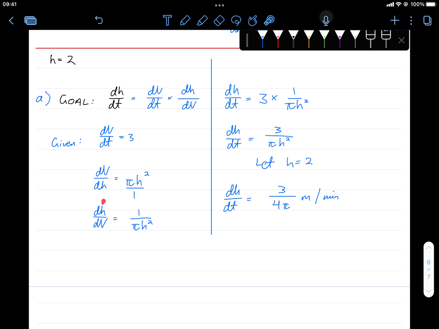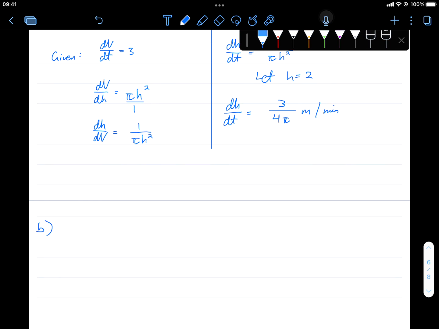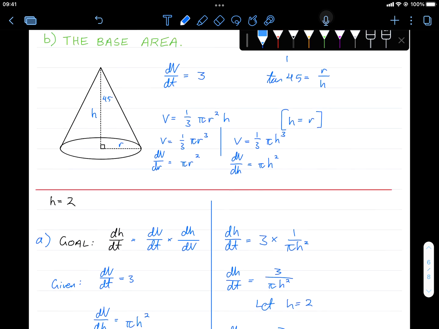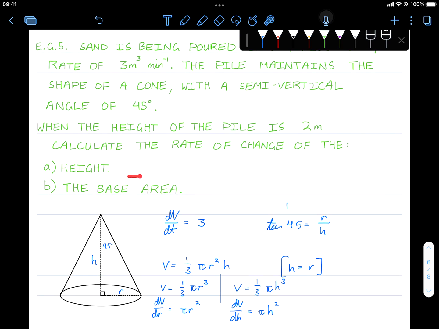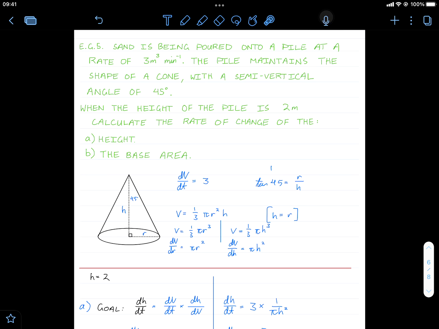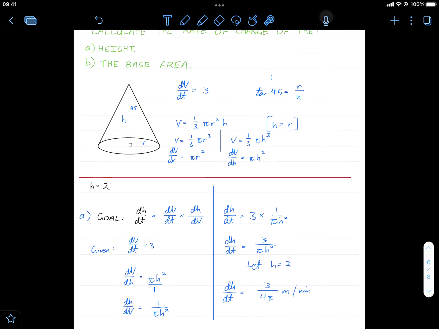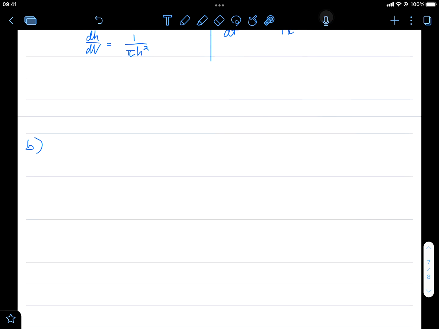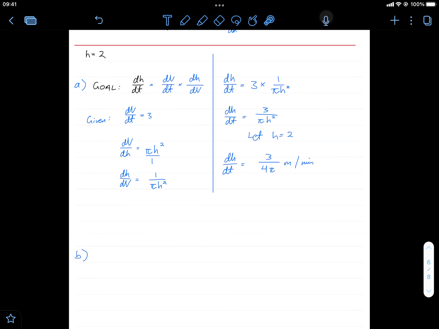So the newest thing that you probably would have not considered is this last one here. You could actually take the reciprocal of that dv on dh. So I'll leave you to pause and try part B yourself. Part B, we're looking for the base area. Okay, I'll leave it at that. You can watch the solution to part B in the next video, but you can give that a shot yourself now. So I hope to see you then. Best of luck.